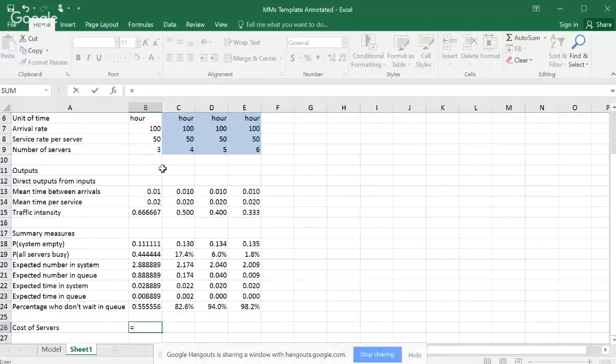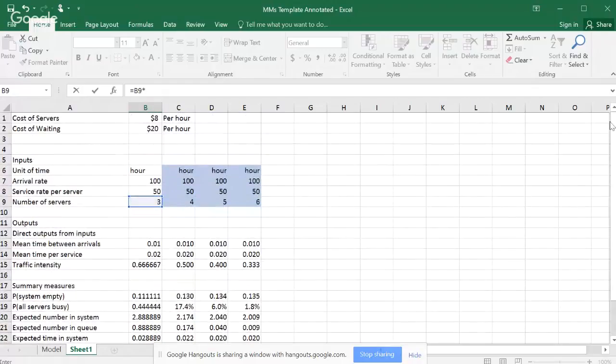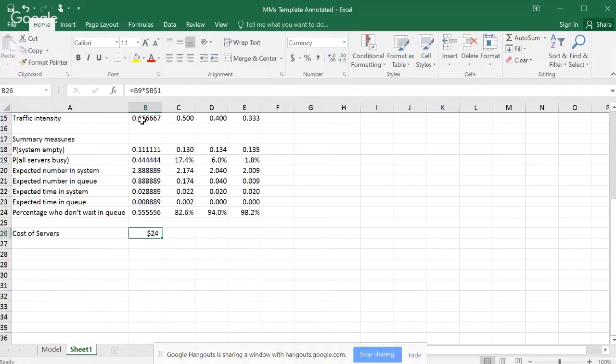All right. So my number of servers is 3, and we're going to multiply that by B1, which has the $8 an hour cost. I'm going to make that cell an absolute reference so I can copy and paste. Okay. My cost of servers for the first one is 24.